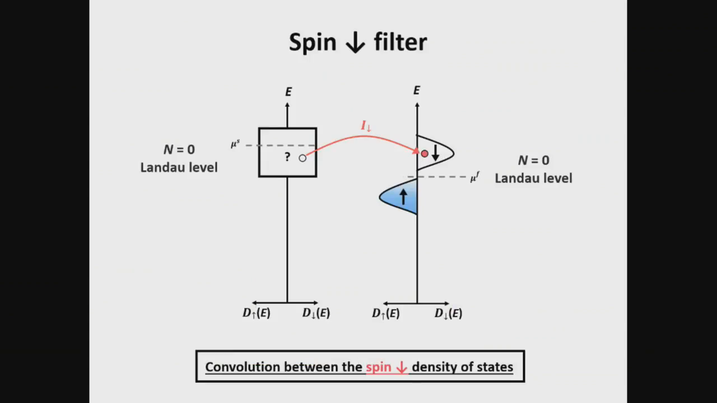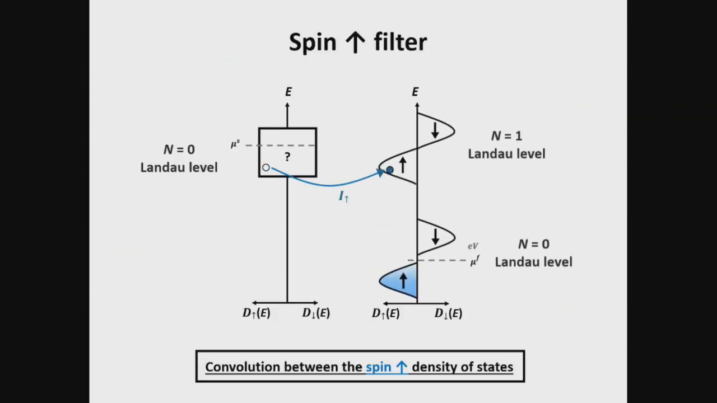As I said earlier, in our case, only spin-down electrons are involved in the tunneling process. So in this case, you can study the spin-down component of the tunneling spectrum. In order to probe the spin-up component, we applied a much larger tunneling voltage so that electrons tunnel into the next spin-up Landau level. In this case, we can probe the spin-up component of the tunneling spectrum.